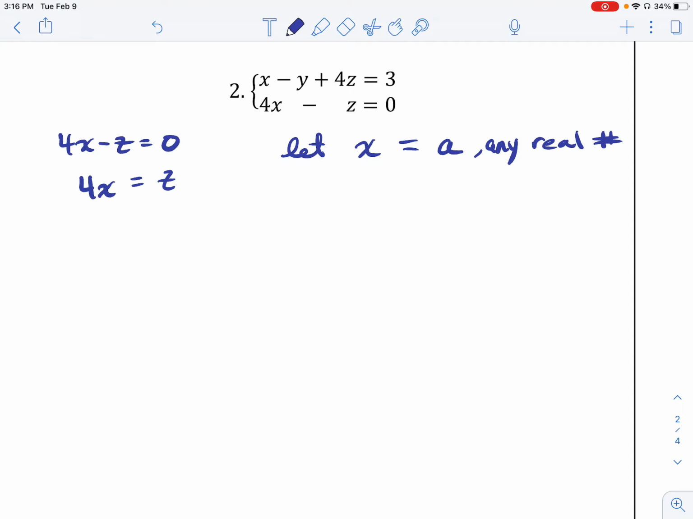Does it matter which one you set equal to a? Not really. I will say, however, that depending on your system, depending on what you choose, you may make your life a little bit easier or more difficult. So I could have let z be equal to a here. Let me actually just show that. So if z is equal to 4x, and we're saying x is equal to a, then z is equal to 4a. All we're doing is substituting a in for x.